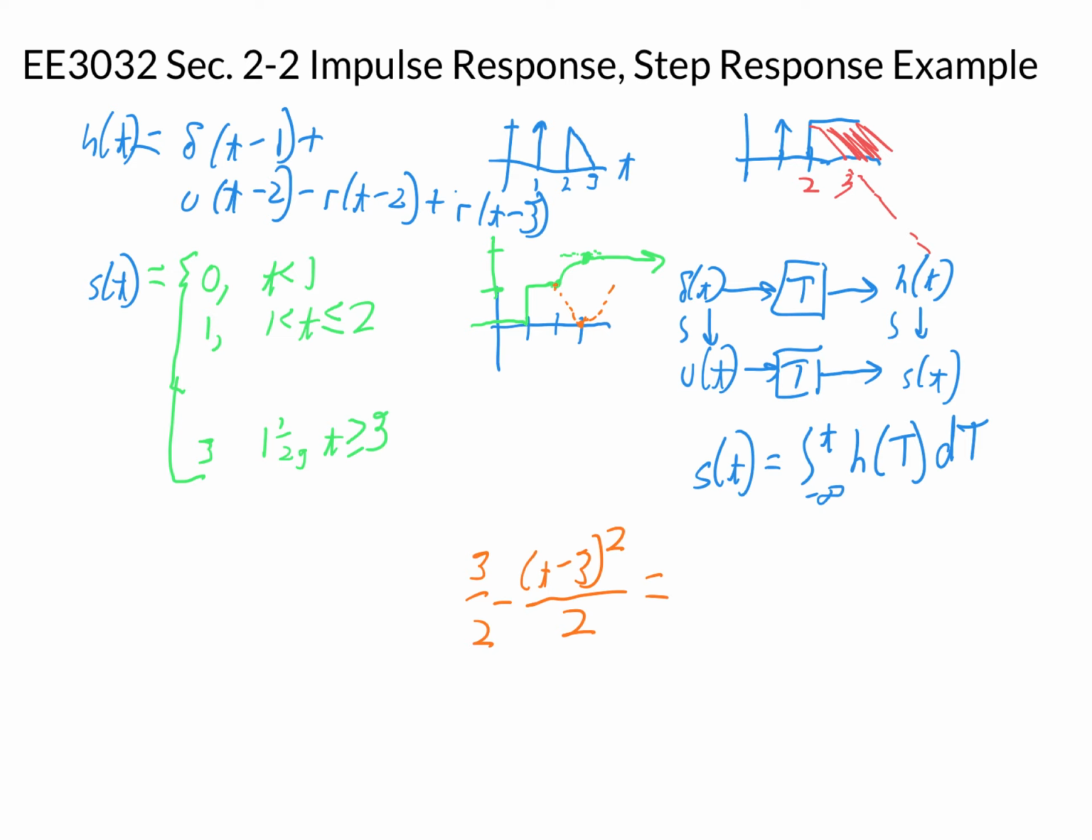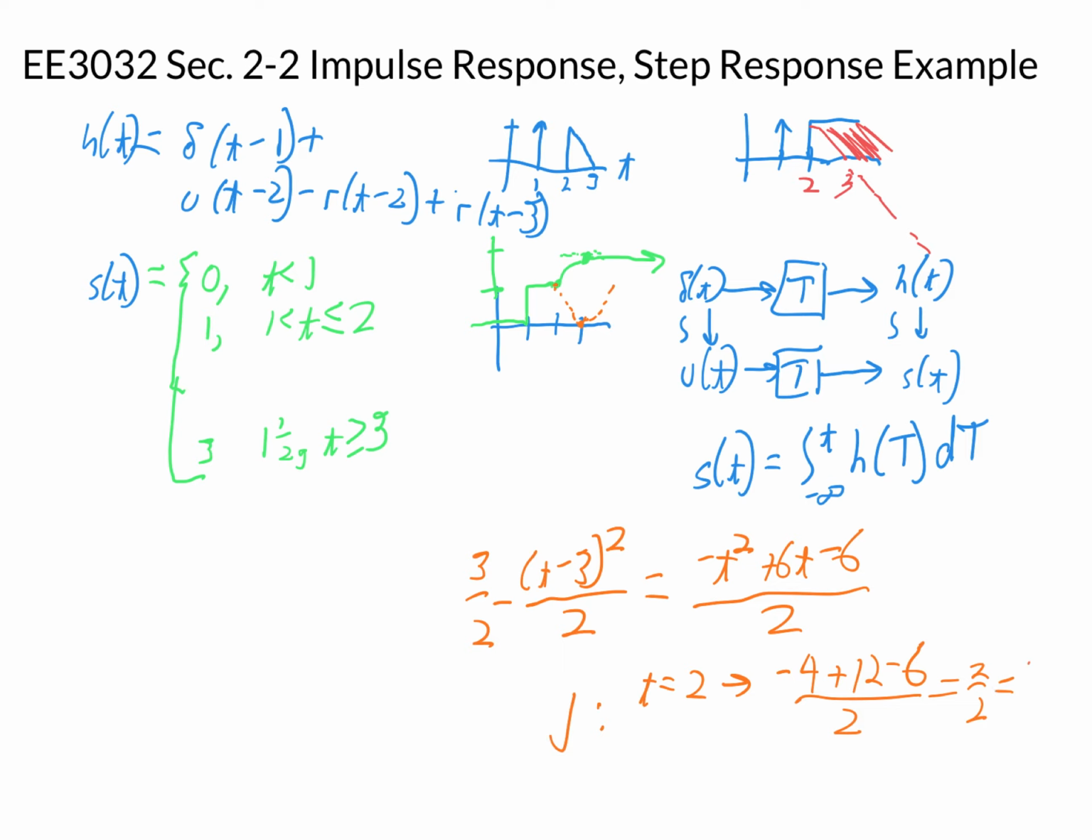If we simplify that and cancel out the common term, we'll get minus t squared plus 6t minus 6, over 2. And if we do a check on that, we see when t is equal to 2, we get minus 4 plus 12 minus 6, over 2. So we're just checking that it's at the right value. And that gives us 2 over 2, which is 1, as it should be, right there.